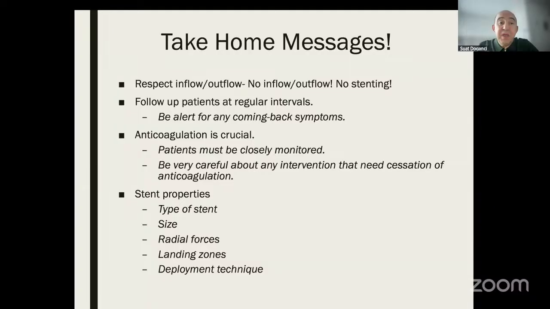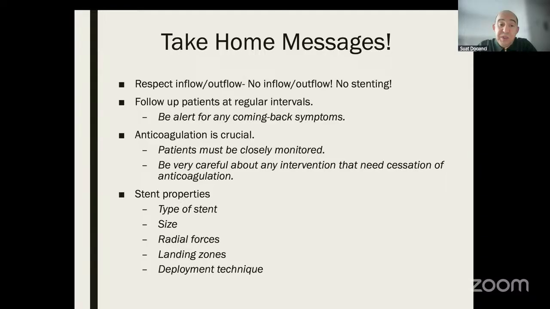As take-home messages, dear colleagues, we should respect the inflow and outflow. If there is no inflow and no outflow, we shouldn't stent those patients. And we should follow up our patients at regular intervals, because most of the time, since they get used to living with such painful legs, they don't recognize if they have some stent-related issues. That's why we should alert them to any returning symptoms.